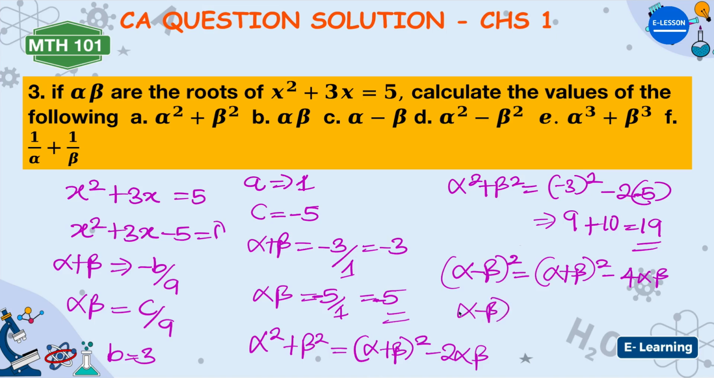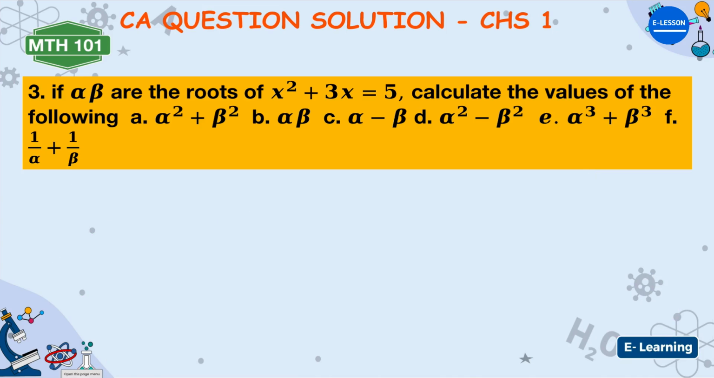So we have (alpha minus beta) square. Alpha plus beta is minus 3, so we have minus 3 square minus 4 times alpha beta. Alpha beta is minus 5. Minus 3 square is 9. Minus 4 times minus 5 is 20. So this will give us what? 29 as the answer to that question.